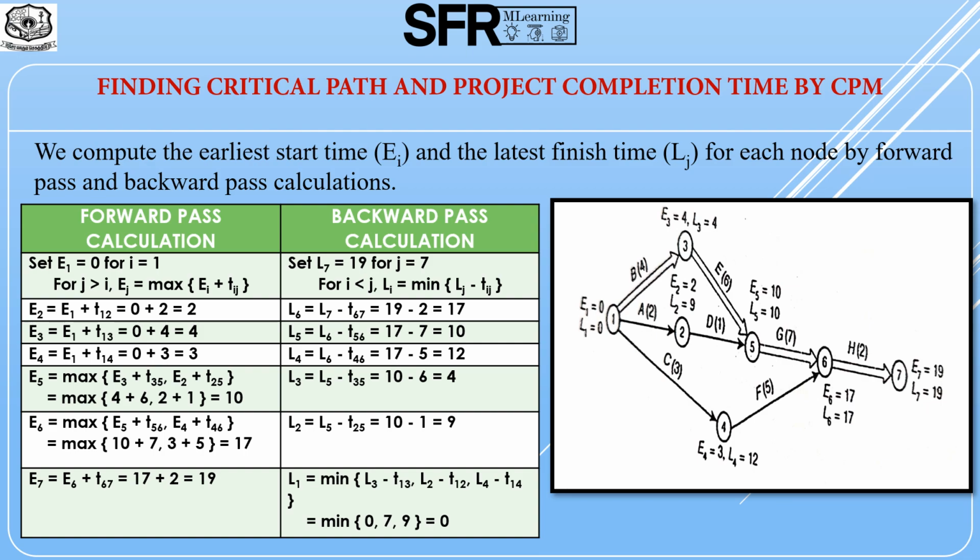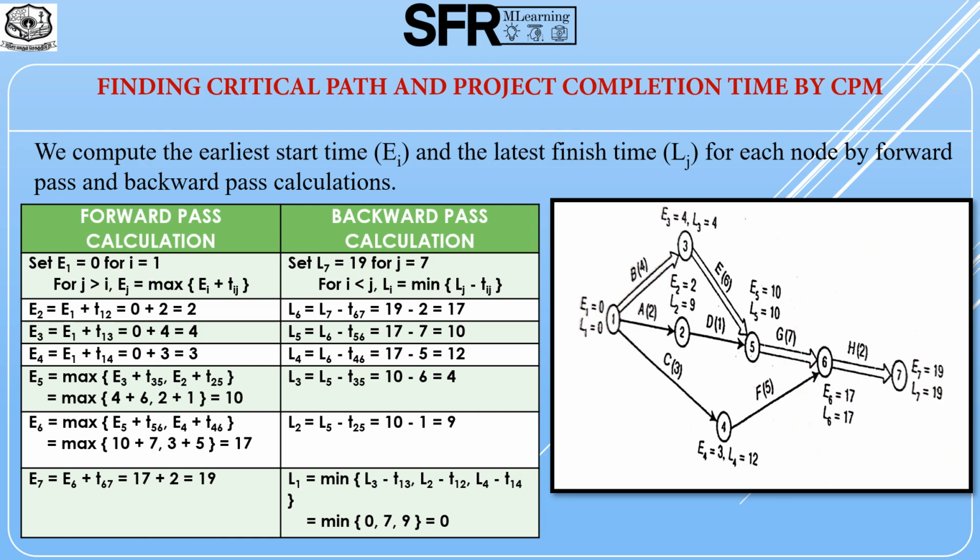Set E1 equal to 0 since E1 is the initial node. For the remaining nodes, we find EJ values by the formula EJ equal to maximum of EI plus TIJ. Here I indicates the starting node and J indicates the ending node. For the nodes 2, 3, 4, there is only one activity included, so we are not considering the maximum case. But at the 5th and 6th node, 2 activities end. Therefore, we use the maximum value for finding E5 and E6.